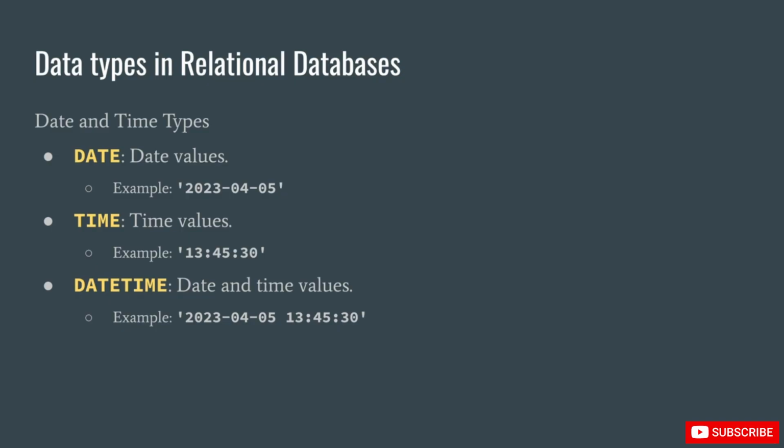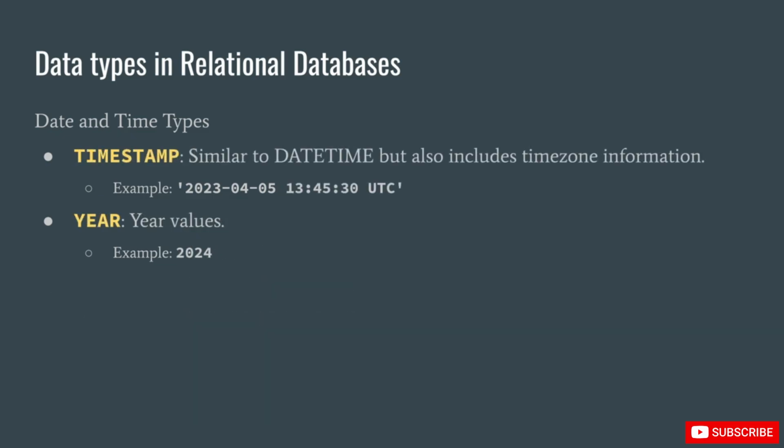When handling date and time in relational databases, there are several types you might use. For instance, if you're storing just the date, there's a type for that. Similarly, there's a type for time values. When you need to combine both date and time, the date-time type comes in handy. For cases where you also need to account for time zones, a slightly different type is available. And finally, if you're only interested in the year, there's a specific type for that too.